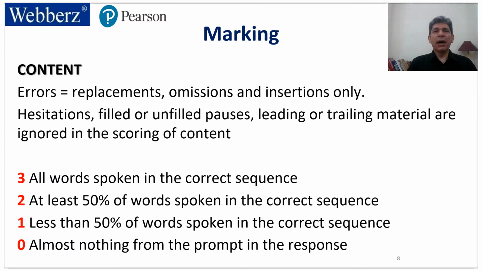Let us understand the marking in detail. First is content. The errors which are considered are replacements, omissions and insertions of words. Hesitations, filled or unfilled pauses, leading or trailing material are ignored in the scoring of content. You would be getting 3 marks if all the words are spoken in the correct sequence, 2 marks in case 50% or more is spoken in correct sequence, and 1 if less than 50% is spoken in correct sequence. There would be nothing if you do not speak anything from the response.